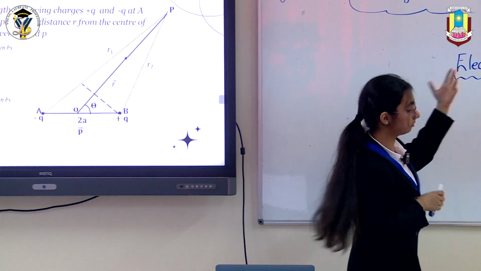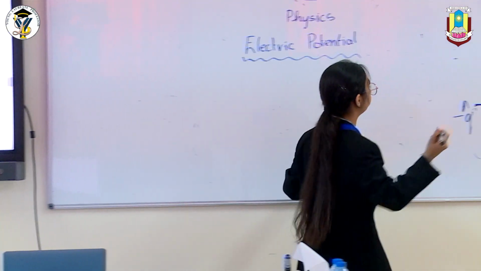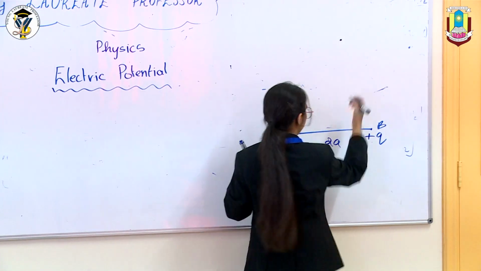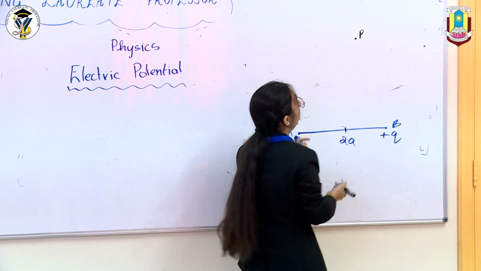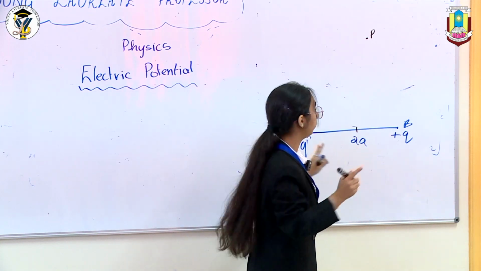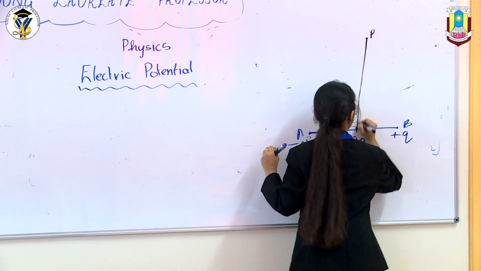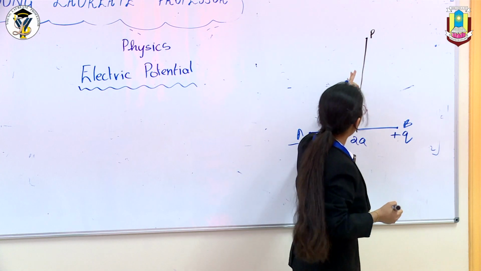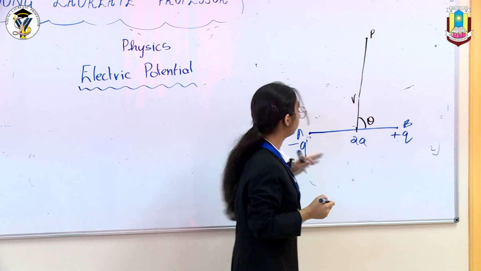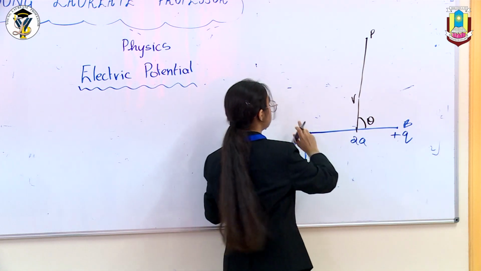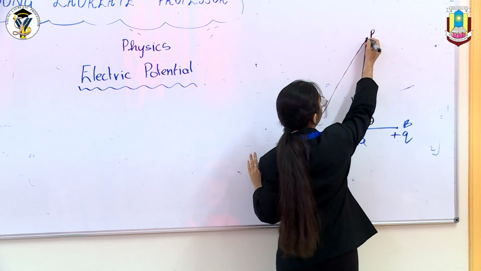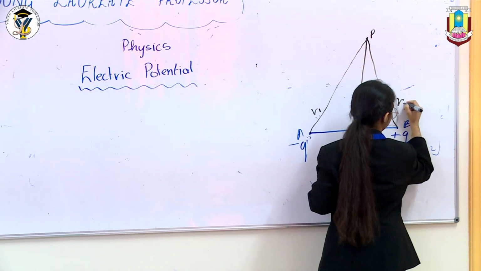Now, let us consider a point P somewhere. It's not an equatorial point, it's not an axial point, it is anywhere in space. It is at a distance r from the center of the dipole. We are taking it from the center of the dipole. The angle between r and the electric dipole is theta. Now, the distance between A and P is r1, and from P to B is r2.